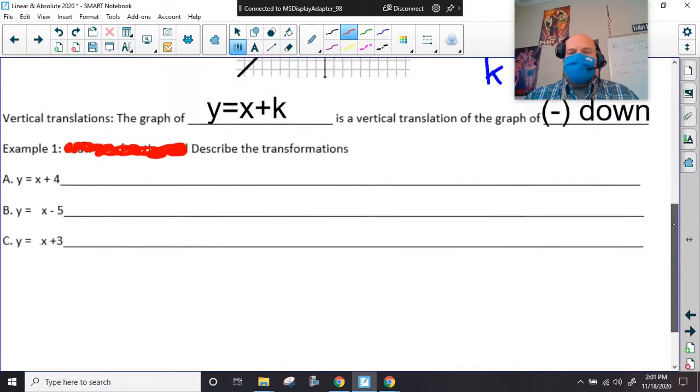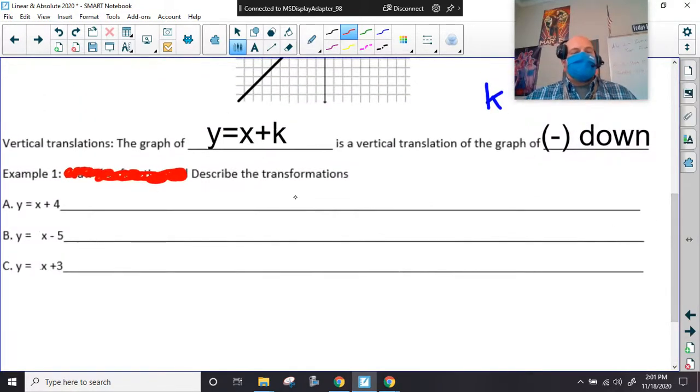But we are going to do this. We're going to describe the transformation. So A is y equals x plus 4. So this is up 4. And you can actually do the arrow, or you could say up 4. That's all you have to write.